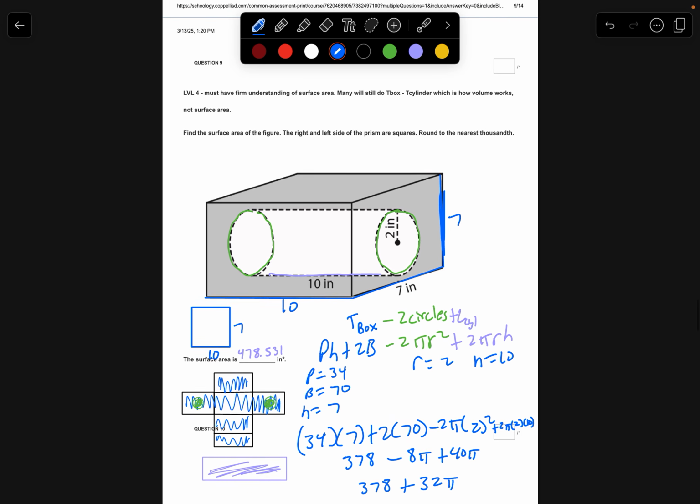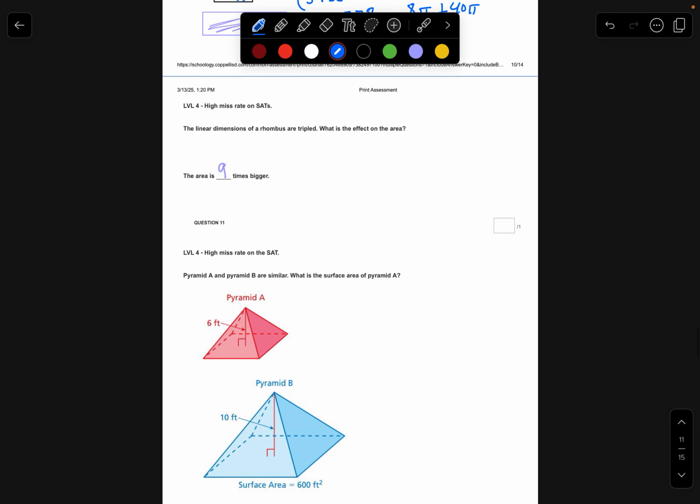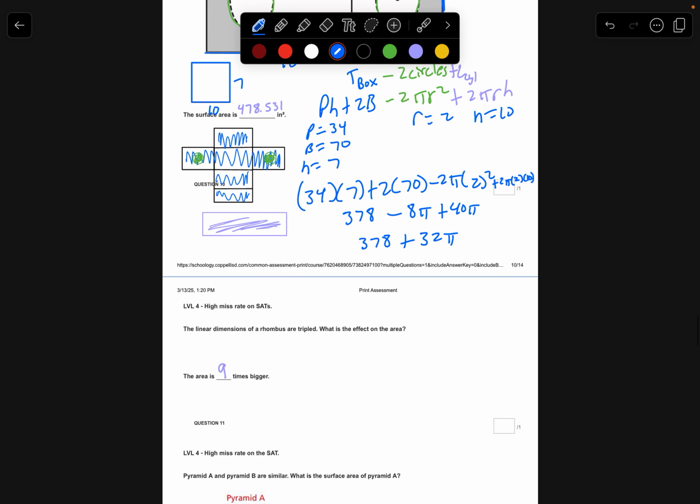Here we go. Going to go to the next one now. Number 4. Hold on, that's number 4. Can't even tell what number that is. Number 10.